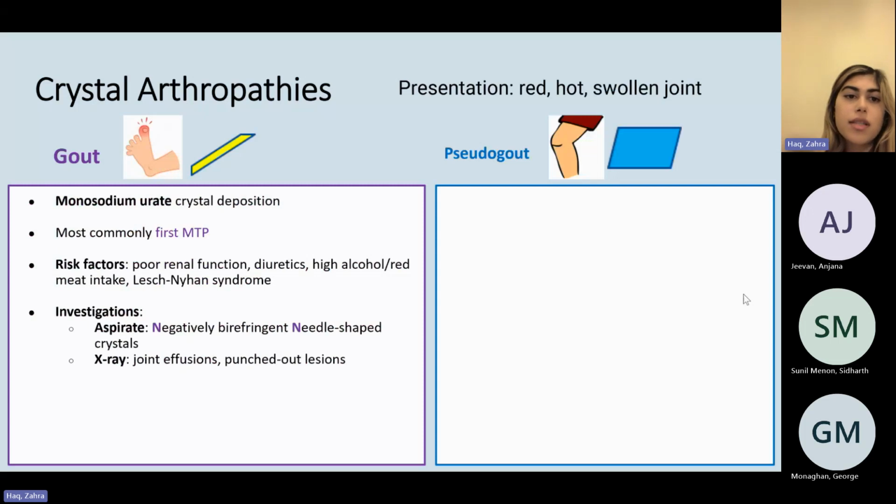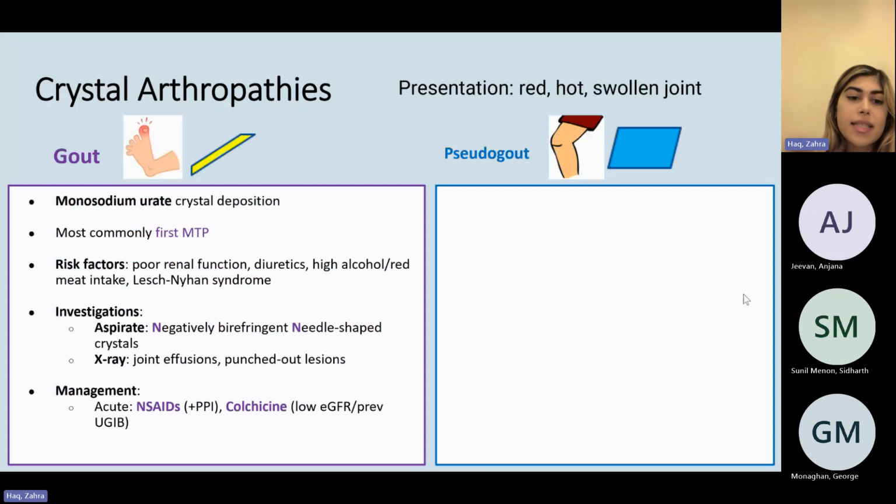Investigations would be to aspirate, because this is how we can differentiate between gout and pseudogout. In terms of the aspiration fluid, we'll get negatively birefringent needle-shaped crystals. And when I go on to pseudogout, you'll see there is a difference. In terms of the X-ray, they're not very commonly X-rayed, but you'll see joint effusions and punched out lesions, which are commonly compared to rat bite lesions.